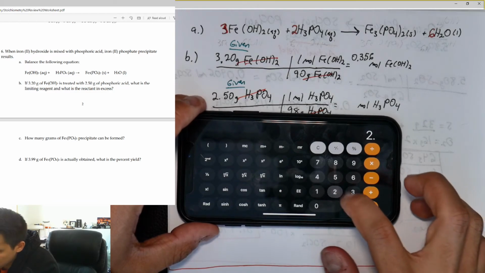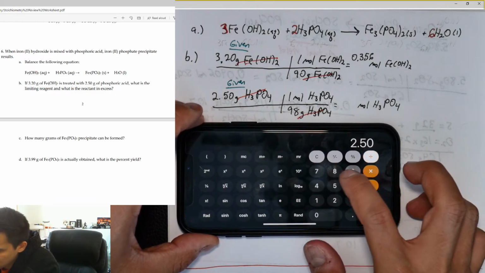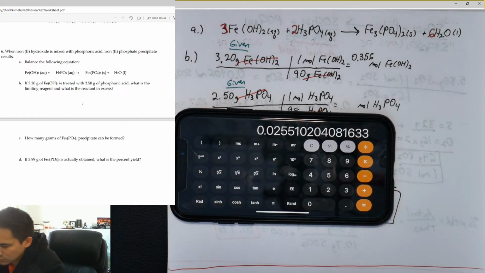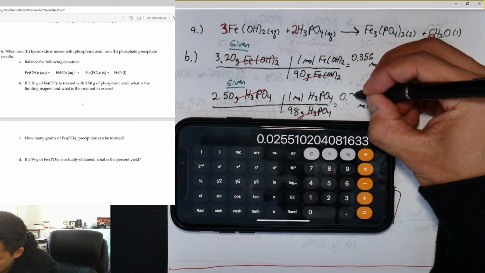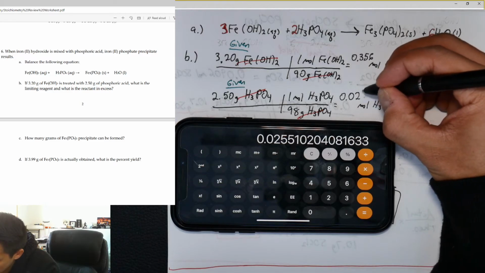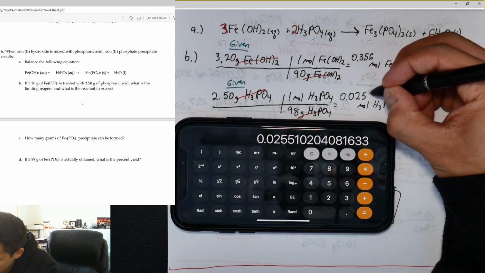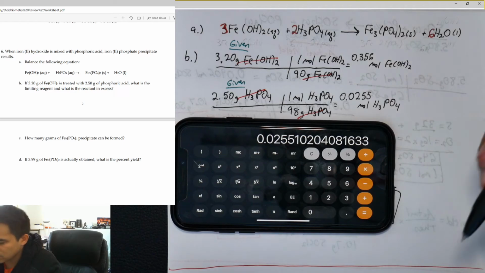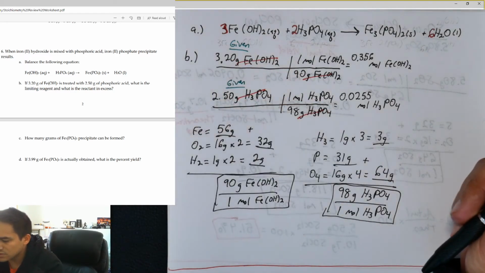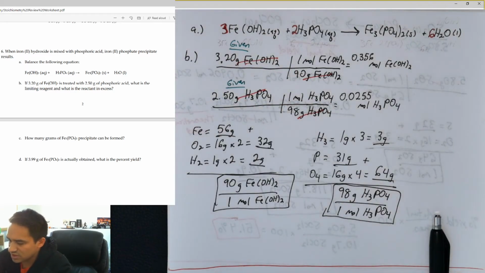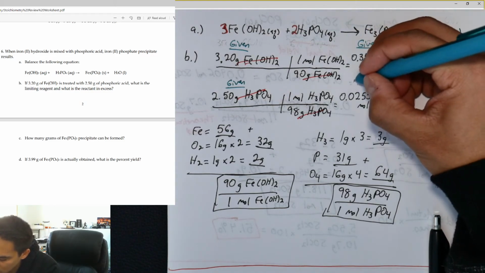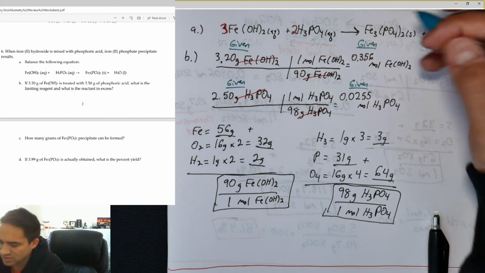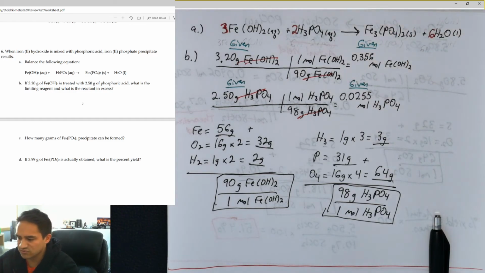Let's do the math out on our calculator here. So 2.50 divided by 98. And then rounding to 3 significant figures, we're going to get 0.0255. There we go. Okay. So there are our moles. Now again, this is what we are being given. All we did was convert our grams into moles. That's it. We haven't done anything else. This is what we're being given.